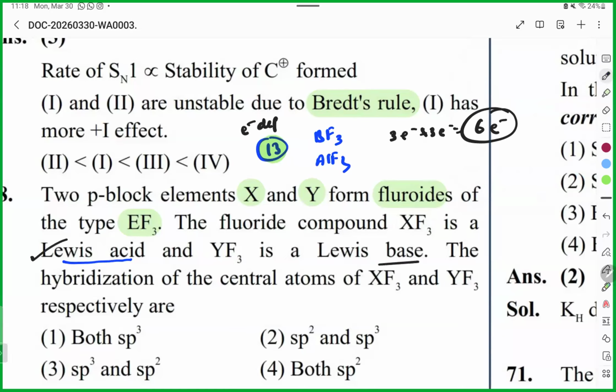Why is YF3 Lewis base? It means it could be a group 15 element like NF3. This is base. Why is it base? Because it can donate electron. Correct. Hybridization of central atom in XF3: sp2 hybridization in BF3. In NF3, hybridization will be sp3.